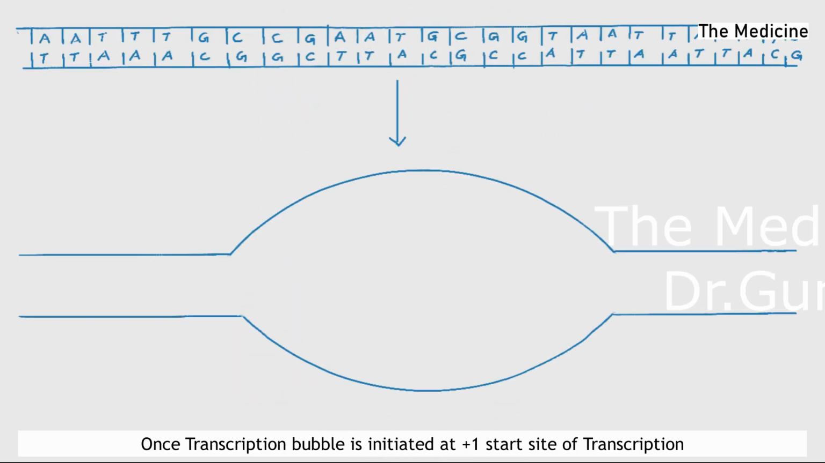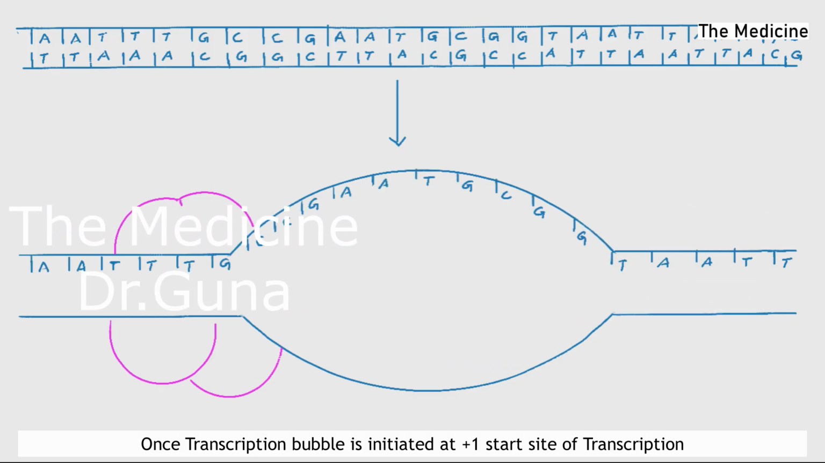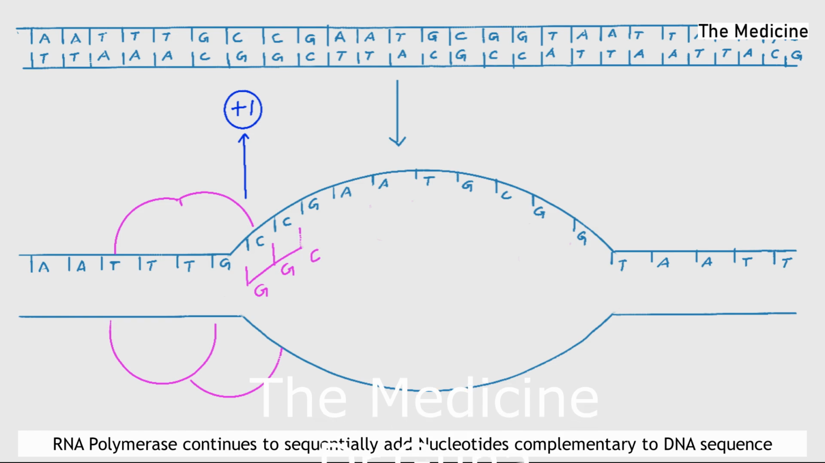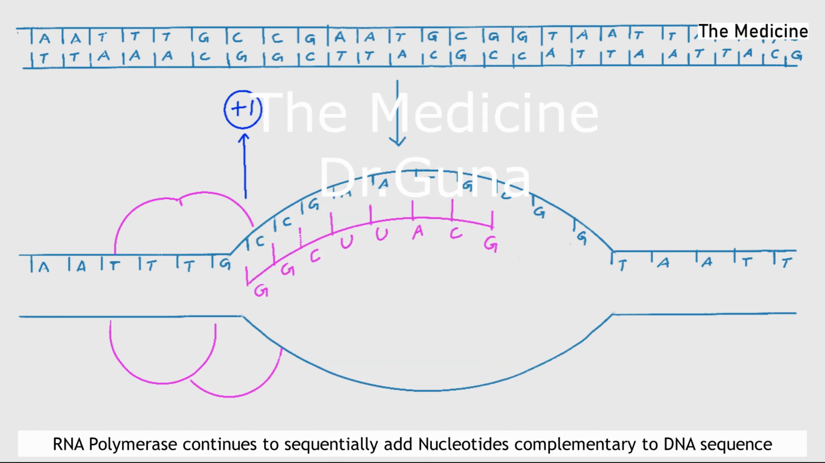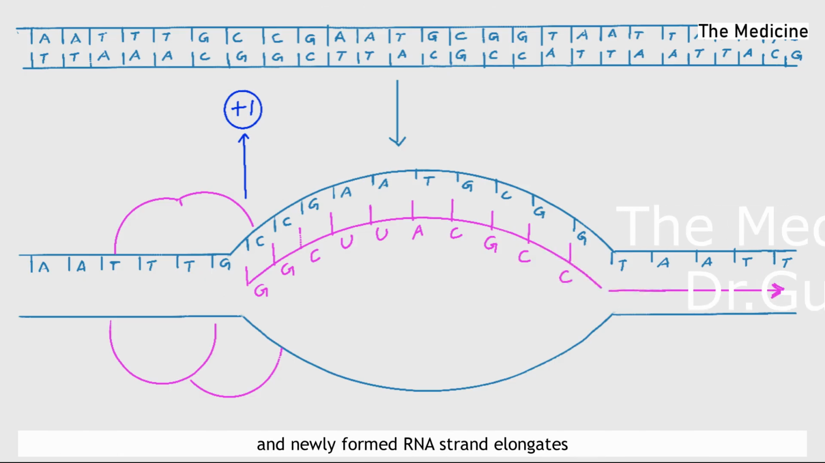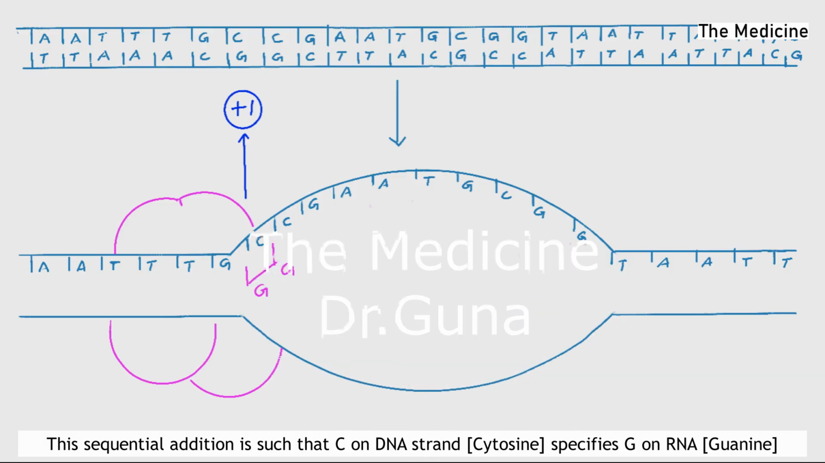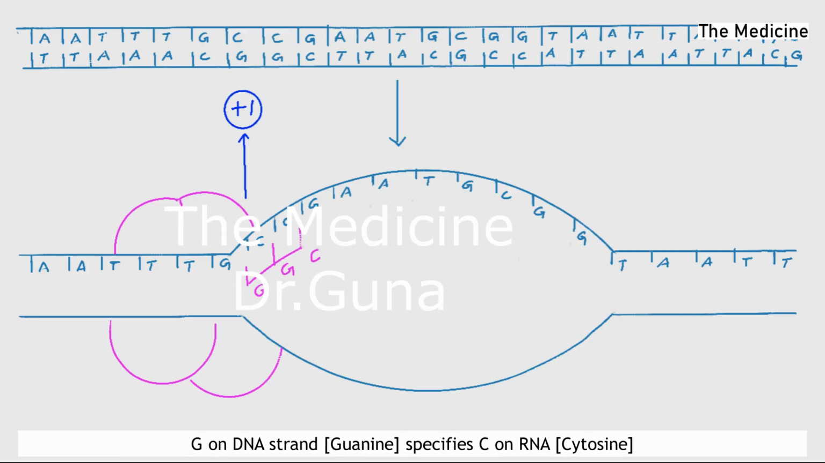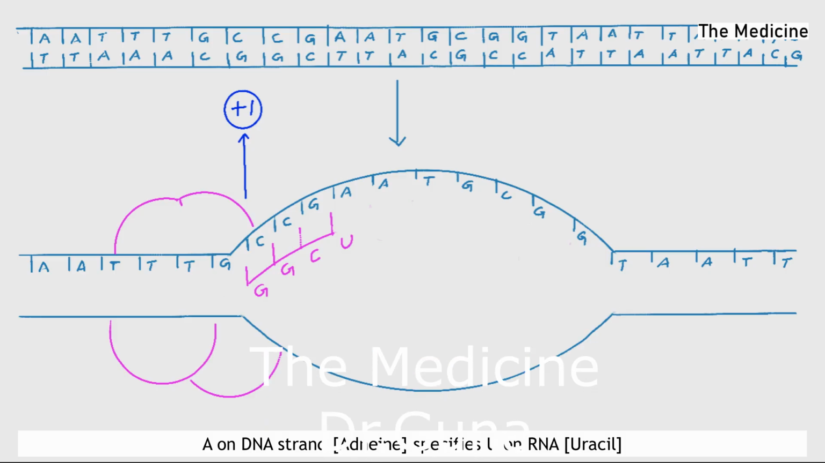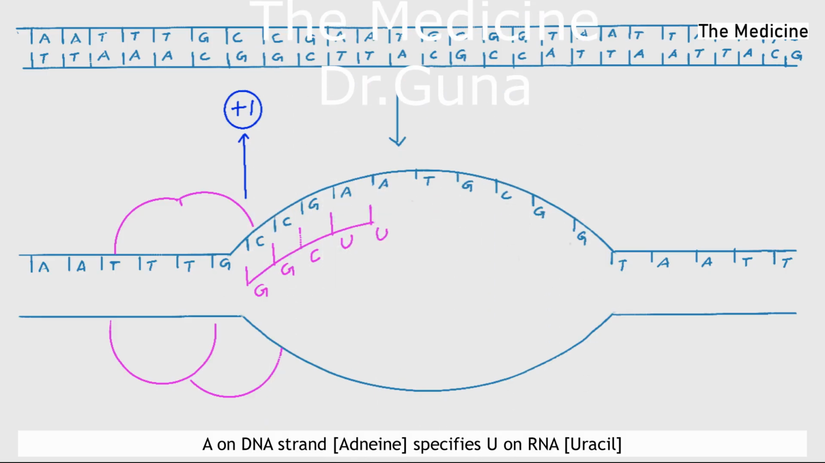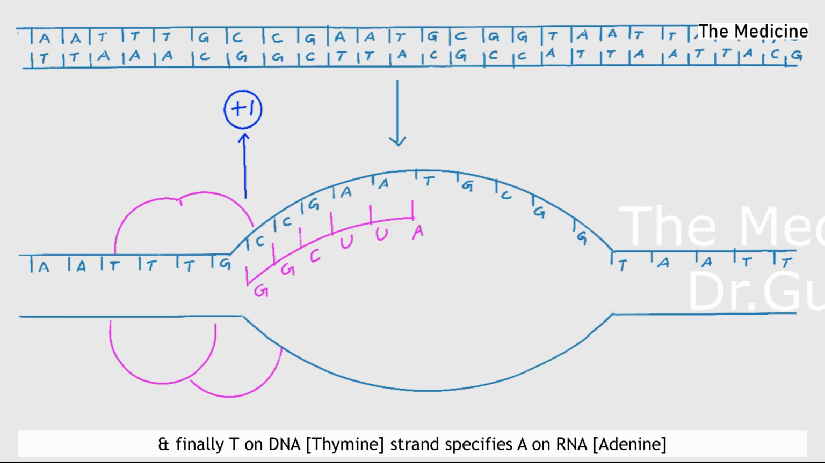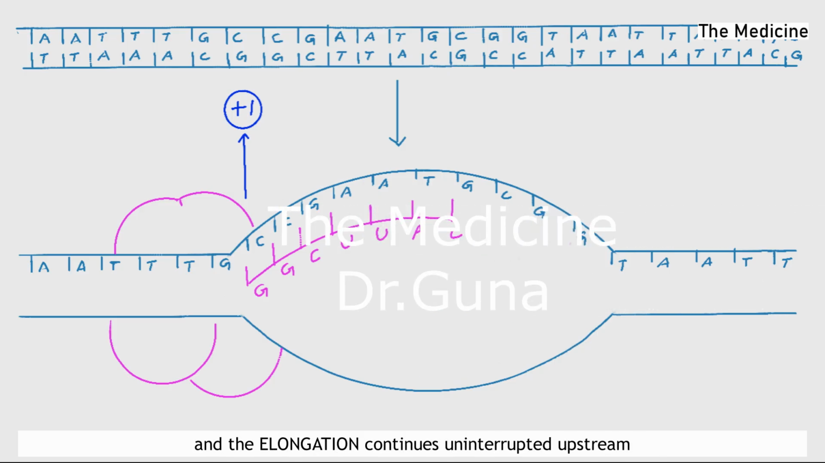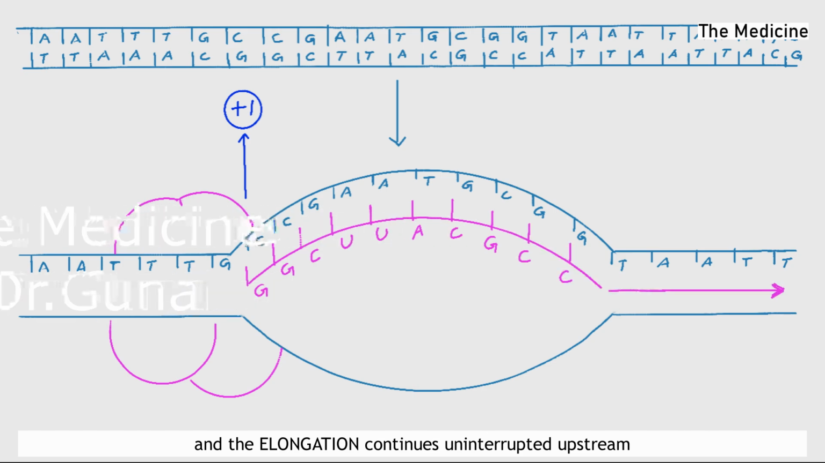Next step is elongation. Once transcription bubble is initiated at +1 start site of transcription, RNA polymerase continues to sequentially add nucleotides complementary to the DNA sequence, and the newly formed RNA strand elongates. This sequential addition is such that C on DNA strand specifies G on RNA, G on DNA strand specifies C on RNA, A on DNA strand specifies U on RNA, and finally T on DNA specifies A on RNA. And the elongation continues uninterrupted upstream ahead.